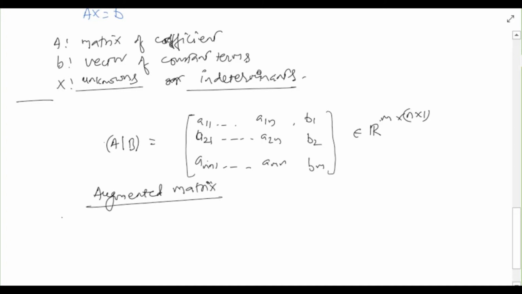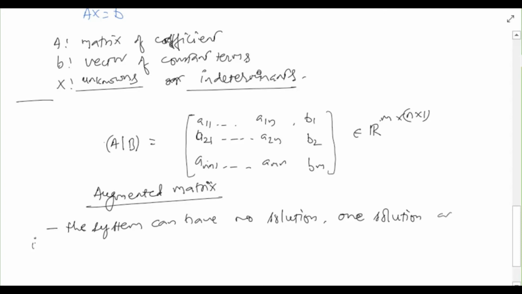In case of a system of linear equations, the system can have no solution, one solution, or infinitely many solutions.